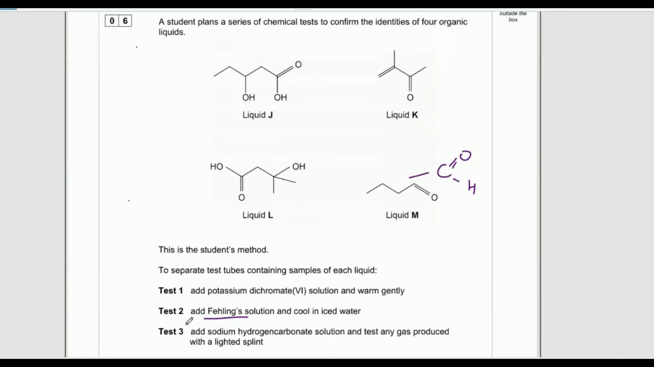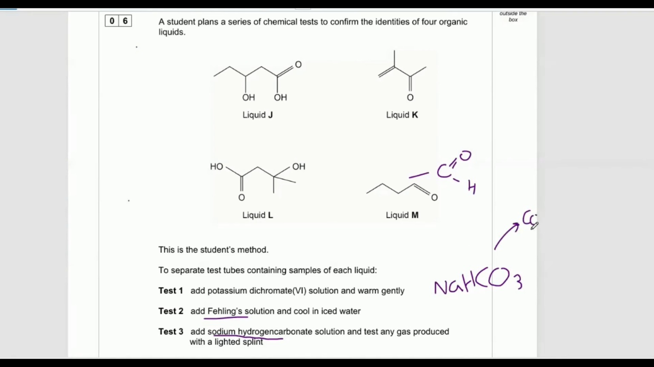Now, the third test was to add sodium hydrogen carbonate solution and test any gas produced. Now, we corrected that from lighted splint to using lime water. It detects the carbon dioxide and goes cloudy. When you mix sodium hydrogen carbonate with a carboxylic acid or any acid, you're going to get carbon dioxide release.